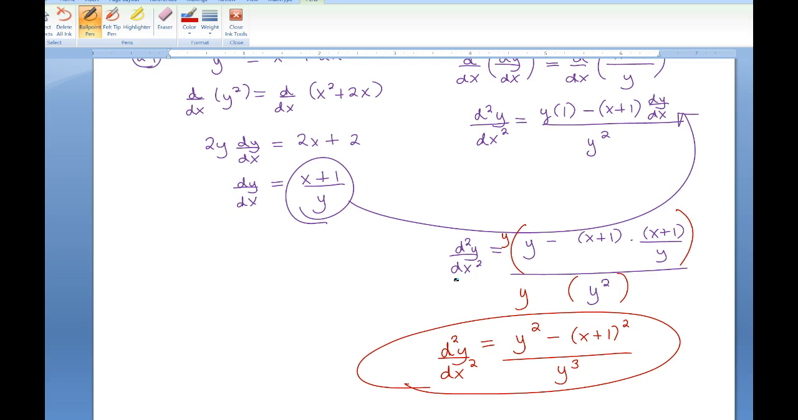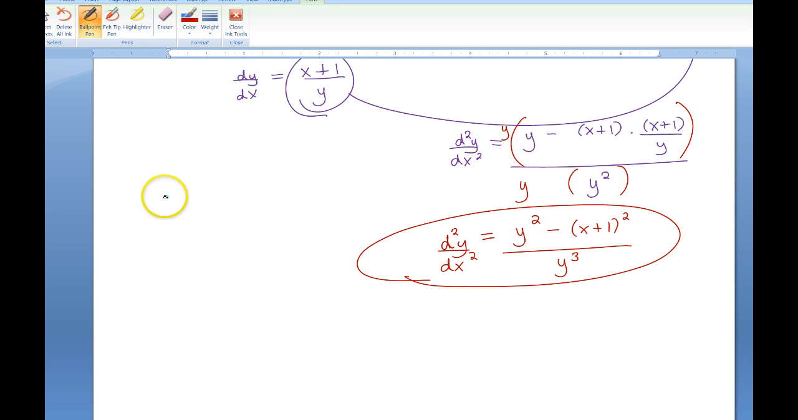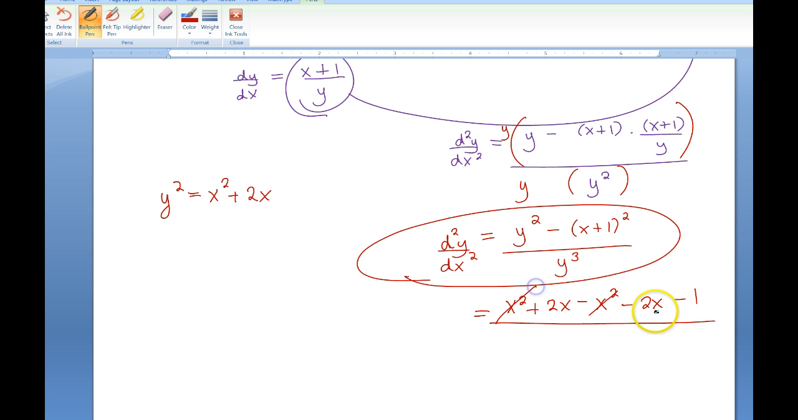So remember our original equation? They took it a step further. What was our original equation? It was y squared equals x squared plus 2x. So if I replace y squared with x squared plus 2x, and then I FOIL that out, which will be a minus x squared, a minus 2x, and a minus 1, we'll see that these will cancel. Oh, yeah. So you get a negative 1 over y to the third. That's what they should have had.